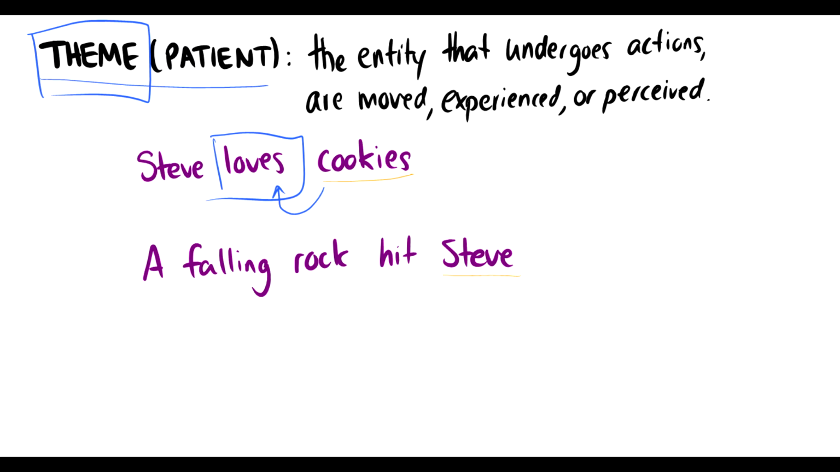Or what about a falling rock hit Steve? Well, we know a falling rock is the agent here. So the thing being hit by the agent is the theme. It can also be the experiencer sometimes, but Steve is getting hit, therefore he is the theme. The cookies are being loved, therefore the cookies are the theme. So these are the three main theta roles: agent, experiencer, and theme. These are the most important ones, for sure.